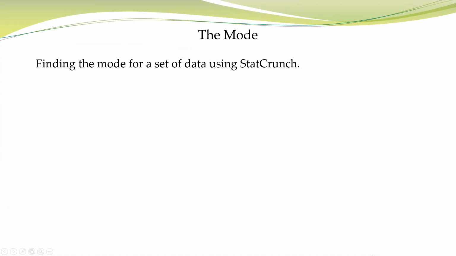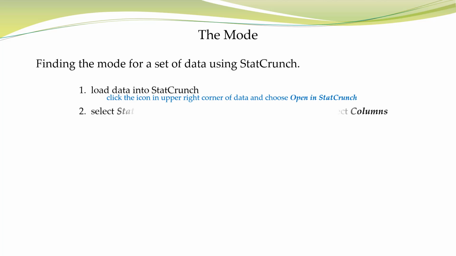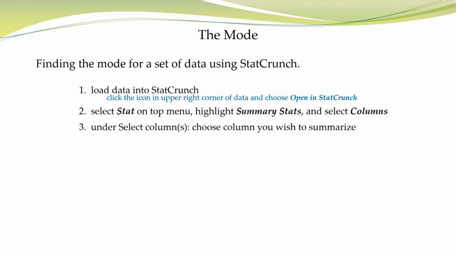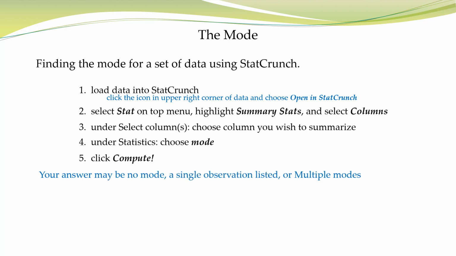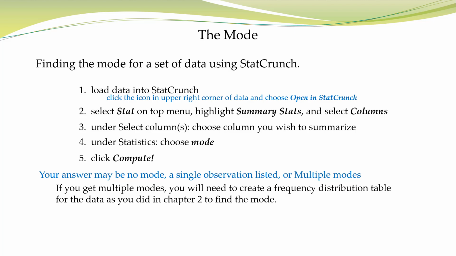Now, finding the mode for a set of data using StatCrunch. The steps are going to be very similar to what we did for mean and median. Load the data into StatCrunch. Select Stat in the top menu, highlight Summary Stats, and select Columns. Select the column you want to summarize. Under Stats, this time we choose Mode, and then you click Compute. Now, your answer may be no mode, a single observation listed, or multiple modes. If you get multiple modes, you will need to create a frequency distribution table for the data as you did in Chapter 2 to find the mode.